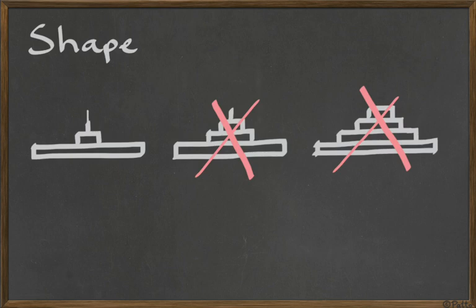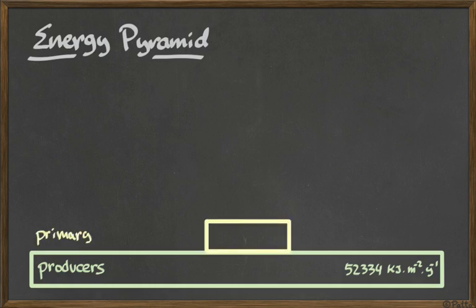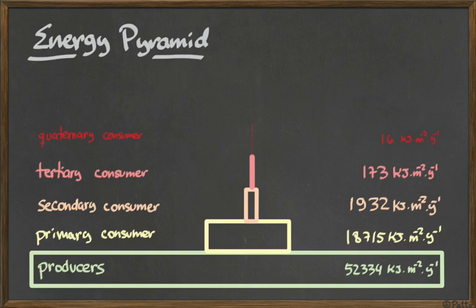So the shape of the pyramid is very sharp. It's not a classic pyramid. It's a very sharp, very accentuated change in the size of each trophic level pyramid. Okay. So here I'm representing another pyramid just for you to see. This is a real environment pyramid. 52,334 kilojoules per square meter per year. And we have there the producers, the primary consumers, the secondary consumers, tertiary consumers, and this one here is even going to have a little bit of quaternary consumers. So this here is a typical energy pyramid.